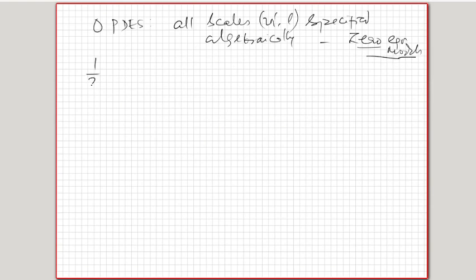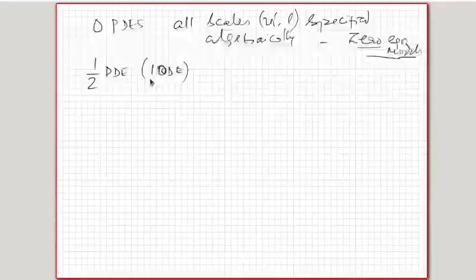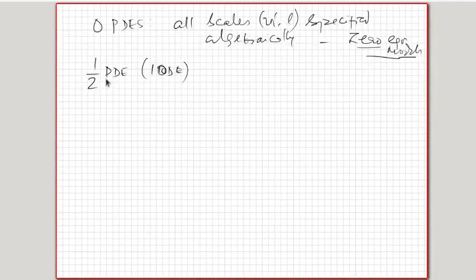Then you have half PDE. What is a half PDE? It's actually a 1 ODE. Because it's an ordinary differential equation and not a partial differential equation, it's called a half equation model. So you get half equation models.